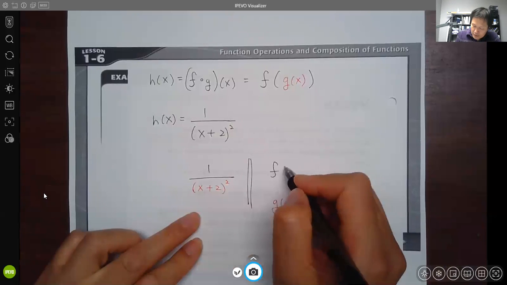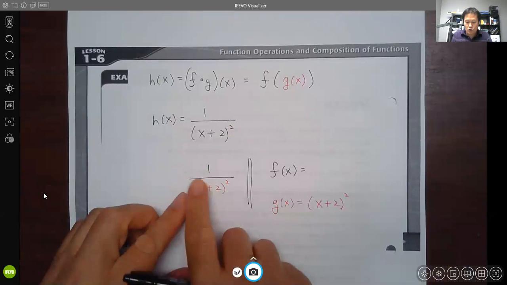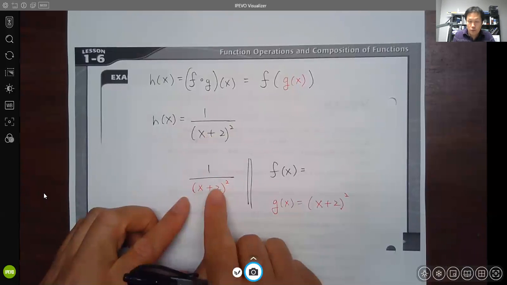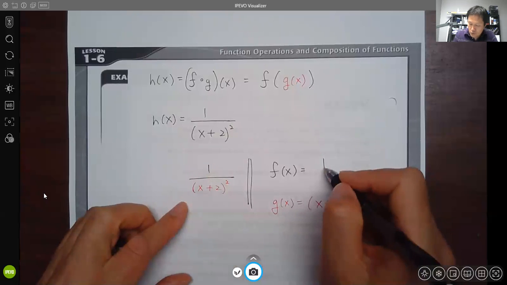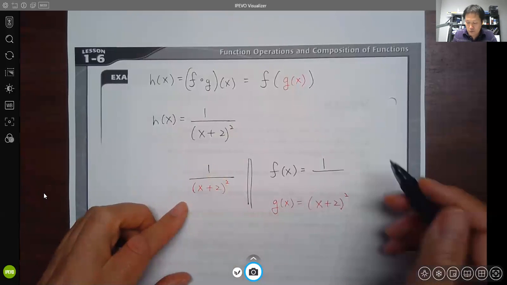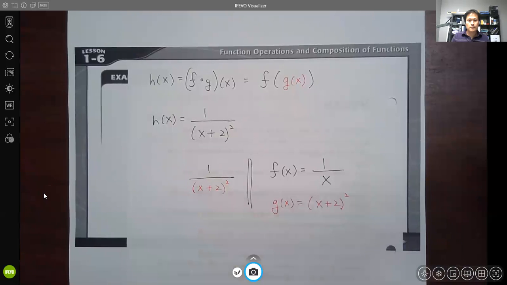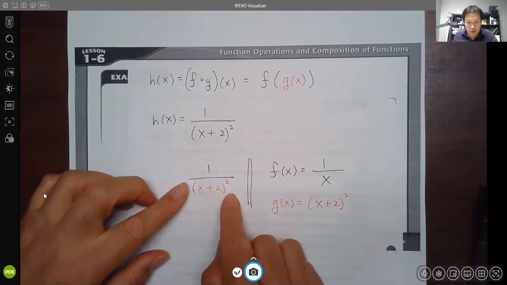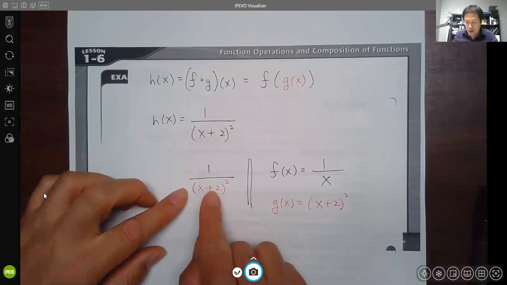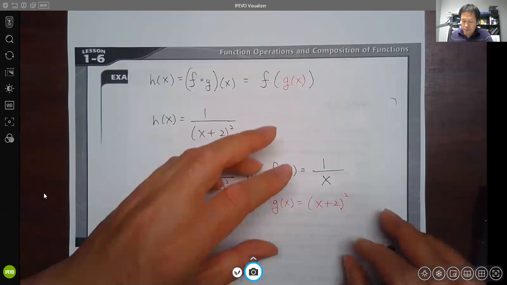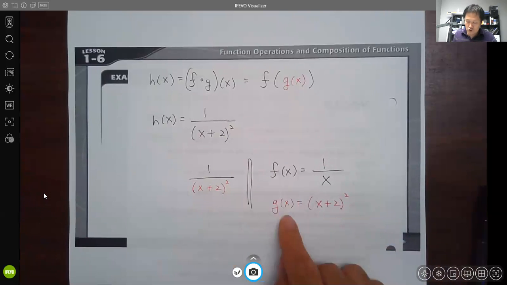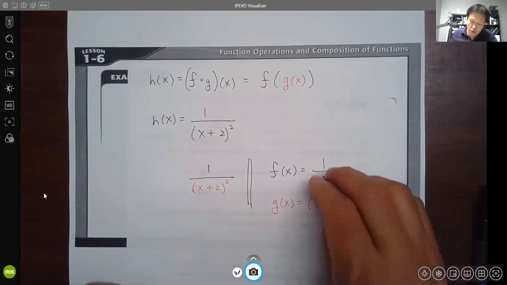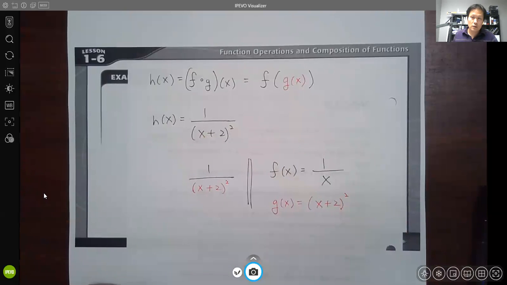And f of x is this structure, 1 over this, which is 1 over that whole thing, which you can apply that as x. One over something, right? 1 over something. That something, you can write that as x. And so when you composite this and this as f of g, you're plugging that into here, you end up with this. So that is one answer.